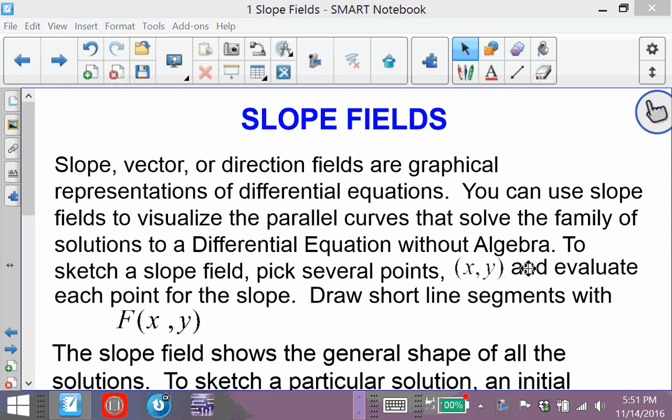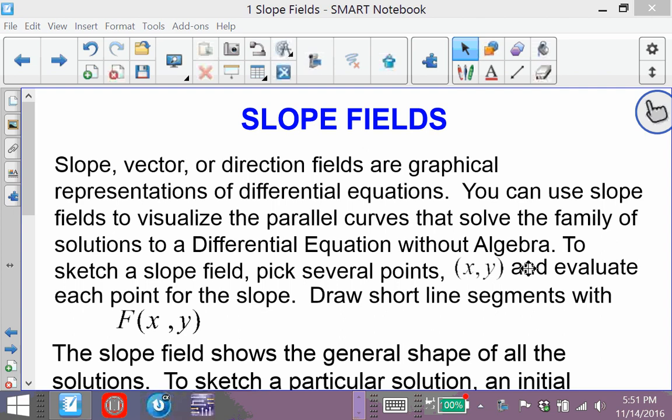Hey, this is our second video on a section about differential equations, about slope fields. We have learned how to solve certain differential equations, ones that are appropriate in this class, where we can just solve them by separation of variables. A slope field is a way to visualize what the solutions look like.